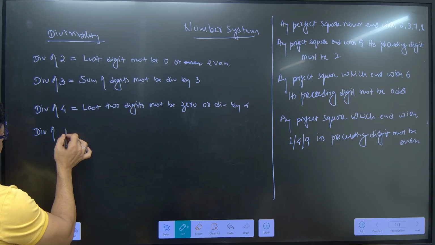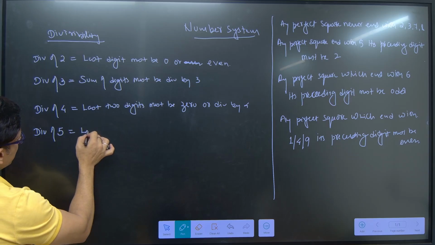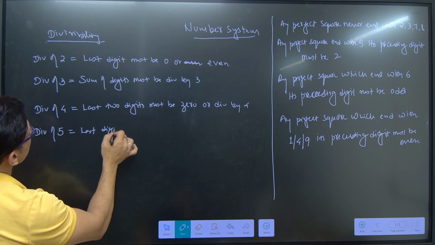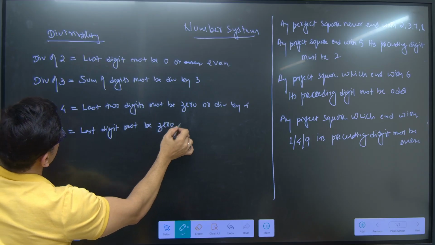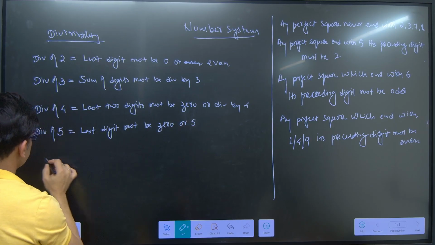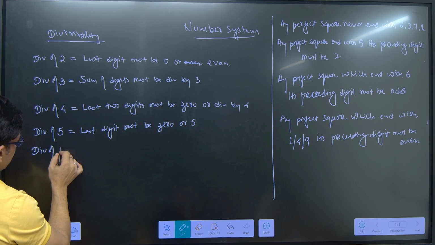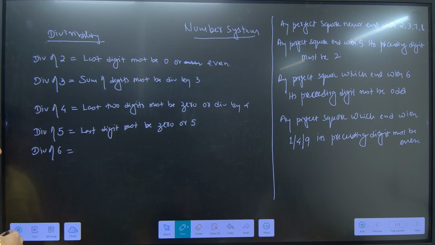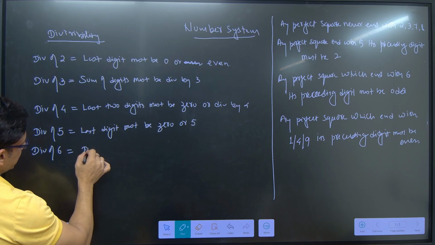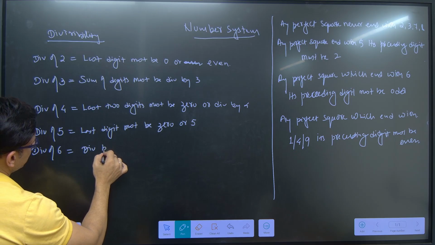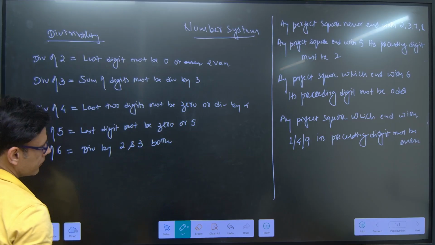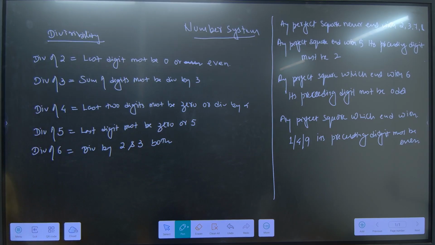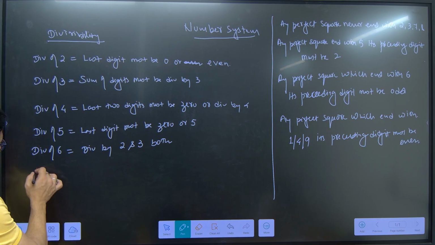Divisibility of 5, you should know this: last digit must be 0 or 5. What about divisibility of 6? 2 and 3 both, right? The number should be divisible by 2 and 3 both.